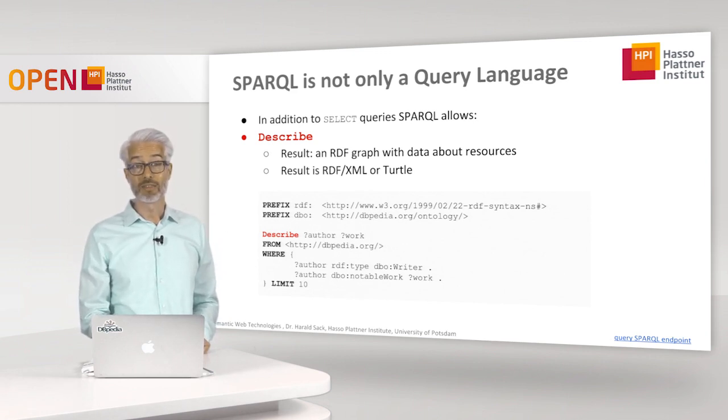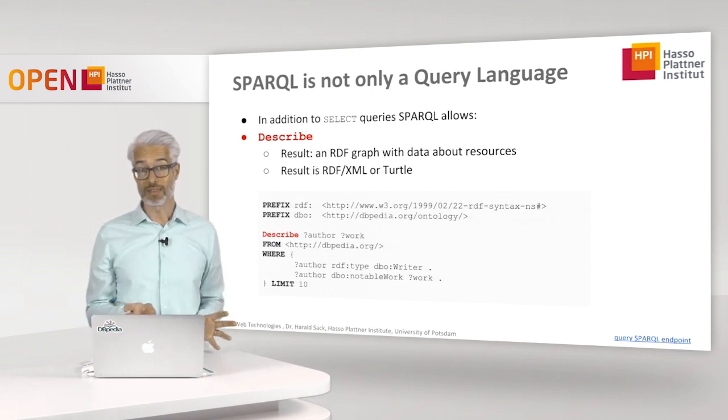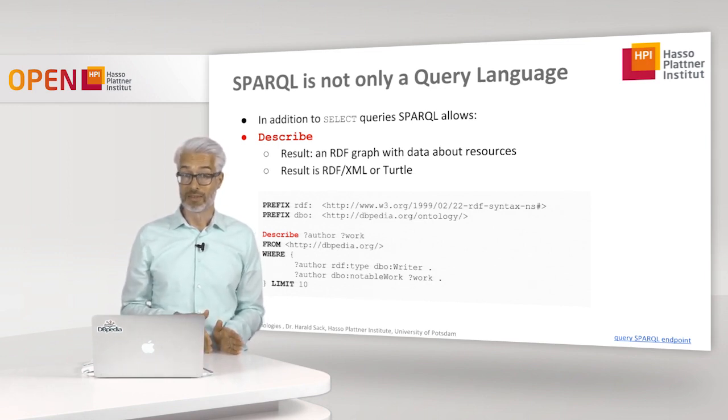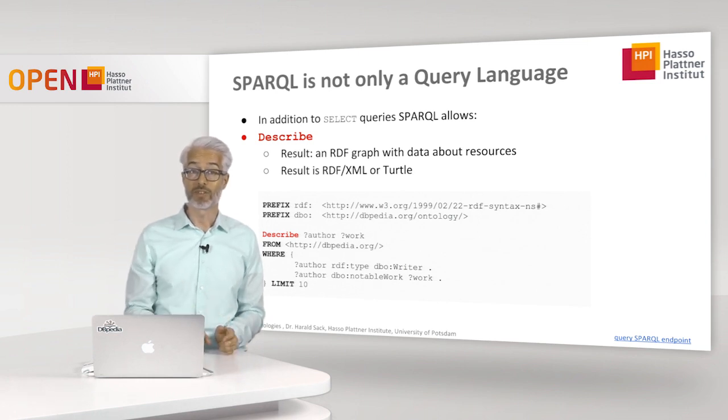The only difference is you will not have a table as a return which returns the values of all the variables that are selected. You will get instead an RDF file. So you will get an RDF graph which contains all available information about the returned variables that you have specified in your output. So here we have the same query that we had initially as a select query, but we have it as a describe query.